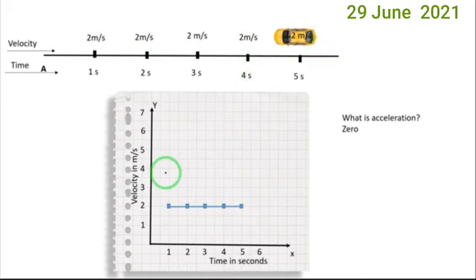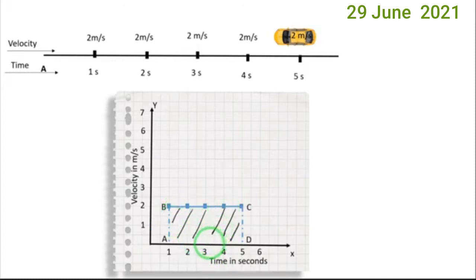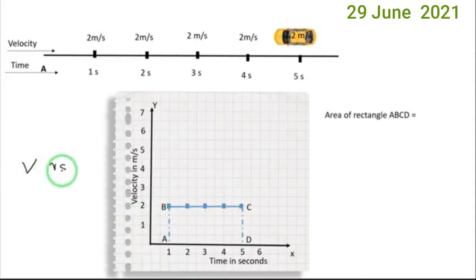Acceleration is 0. Suppose you draw a line here down till x-axis and then from here again till x-axis, you get a rectangle. We'll call that rectangle ABCD. Now what does the area of this rectangle represent? We have already studied, if a graph is velocity versus time, what does the area below the graph represent? Area below the graph is equal to the area of the rectangle ABCD, that is length into breadth.